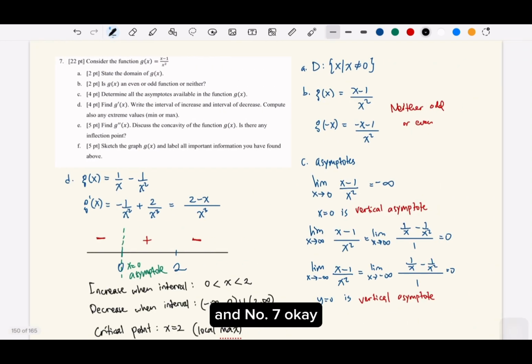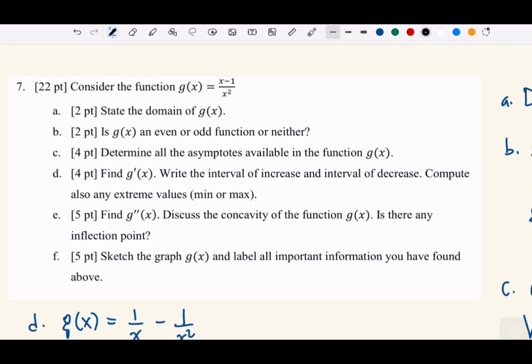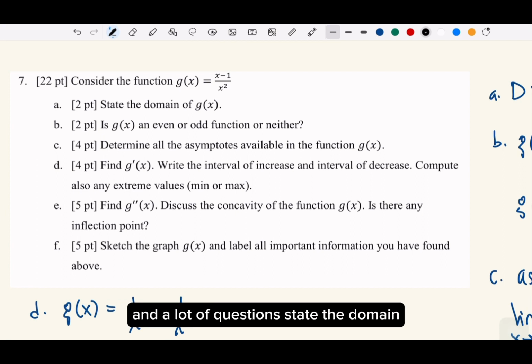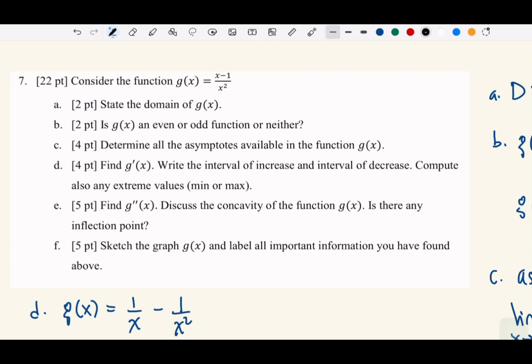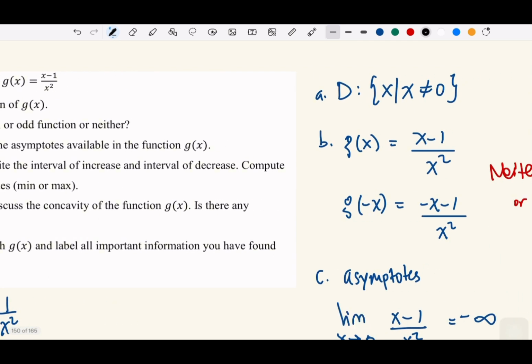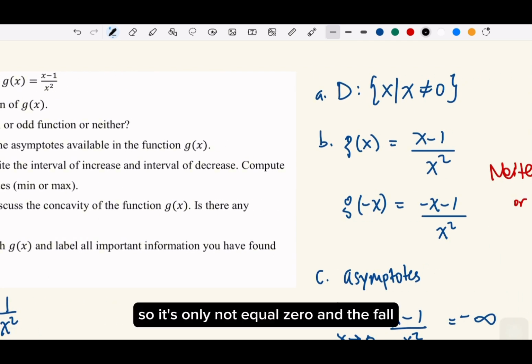And number 7, okay? So you have a function (x minus 1) over x squared, and we have a lot of questions. State the domain. I think that is going to be easy. So x is only not equal to 0, and the whole interval will be valid, right? So we can write the domain like that.